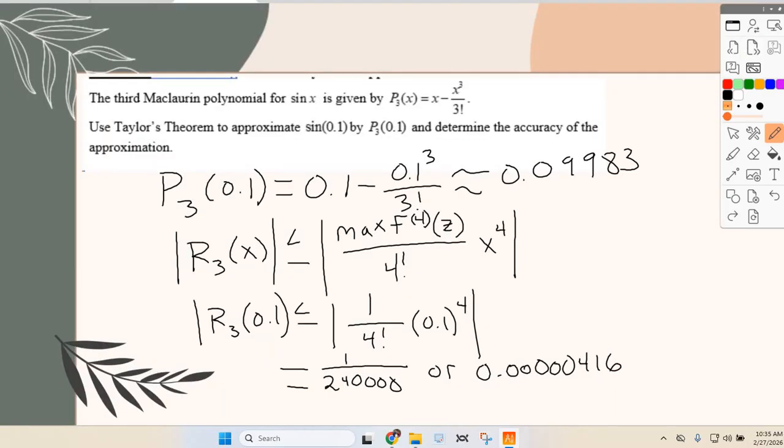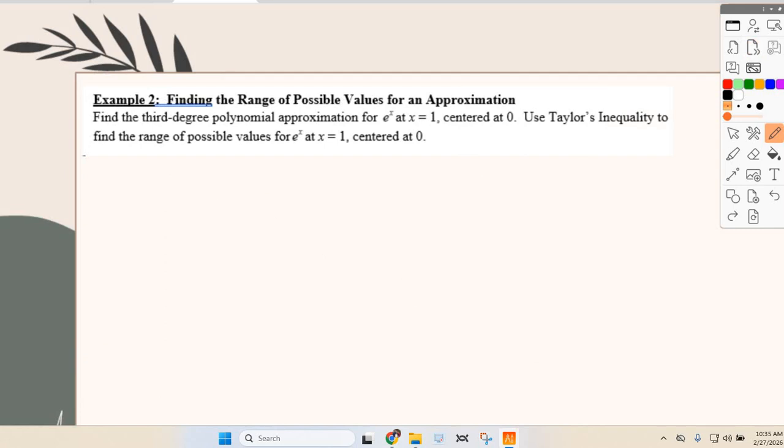We also looked at this one, which was sine, and because we know what sine is, we were able to just put in 1 because we know that sine has a maximum of 1. Same thing is true with cosine if you're approximating cosine. So we have 2 more to look at. So this says find third degree polynomial approximation for e to the x at x equals 1 centered at 0. Use Taylor's inequality to find the range of possible values for e to the x at x equals 1 centered at 0.